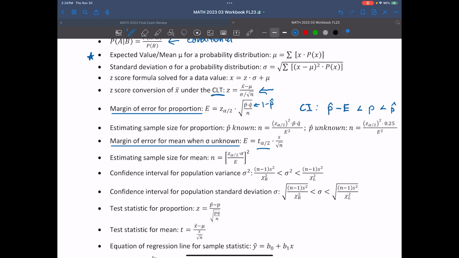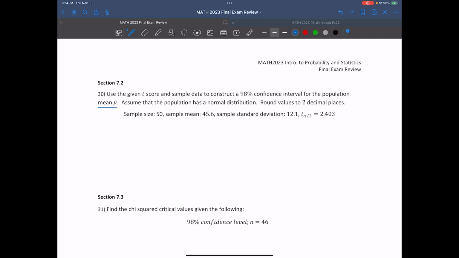So the error is t sub alpha over 2, which is the t-score, the horizontal axis of the t distribution. And then S here is the sample standard deviation, and n is, of course, the sample size. That's all given to us: the sample mean, the sample standard deviation, and the t-score. So we multiply 2.403 by the sample standard deviation, 12.1, divided by the square root of 50.